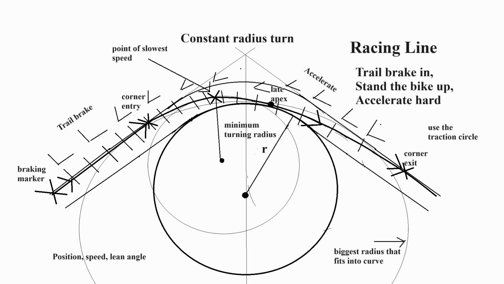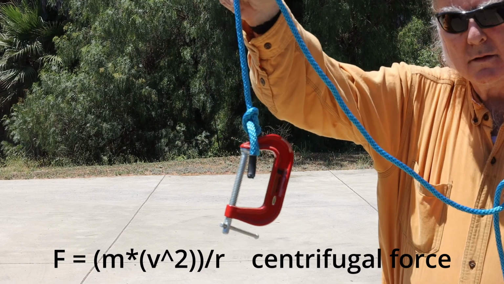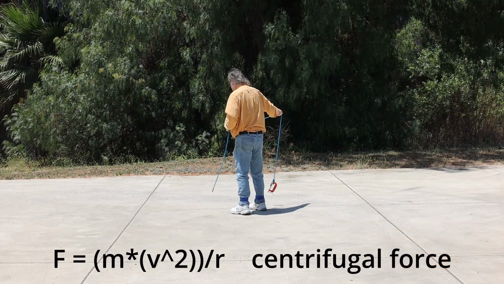A new very important position is introduced, the point of slowest speed and hardest turning. Make this part of your position plan when trail braking in and accelerating out. Understanding force is essential to understanding motorcycle riding. Stay in school and take those algebra and calculus courses. It will be worth it. Real-world examples of force.